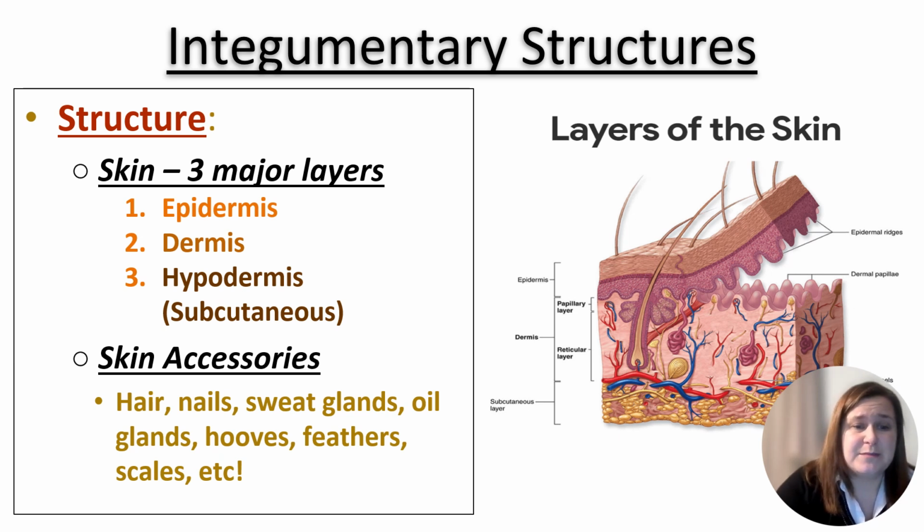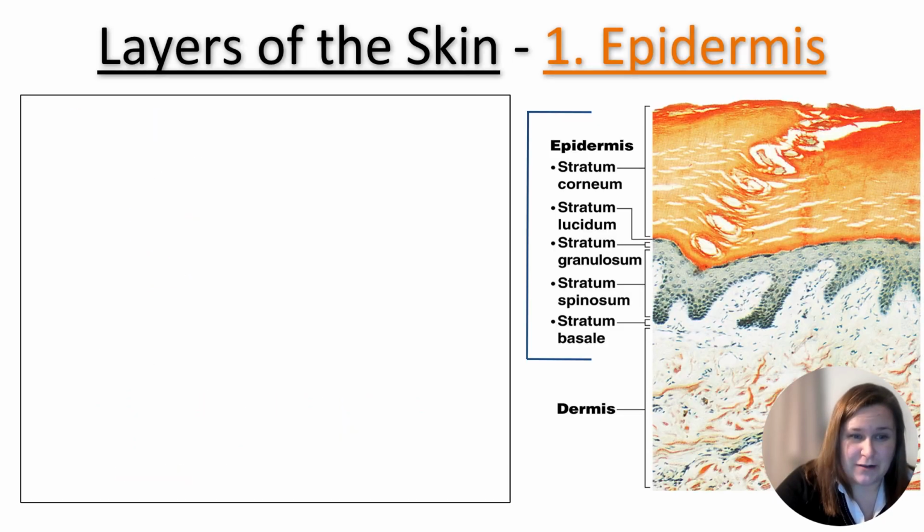We're also going to talk about some accessory organs. So this is going to be things like hair, nails, sweat glands, oil glands. We aren't going to talk about hooves and feathers and scales for the sake of this class because we're just focusing on human anatomy, but those are some more accessory organs that we see in the animal kingdom.